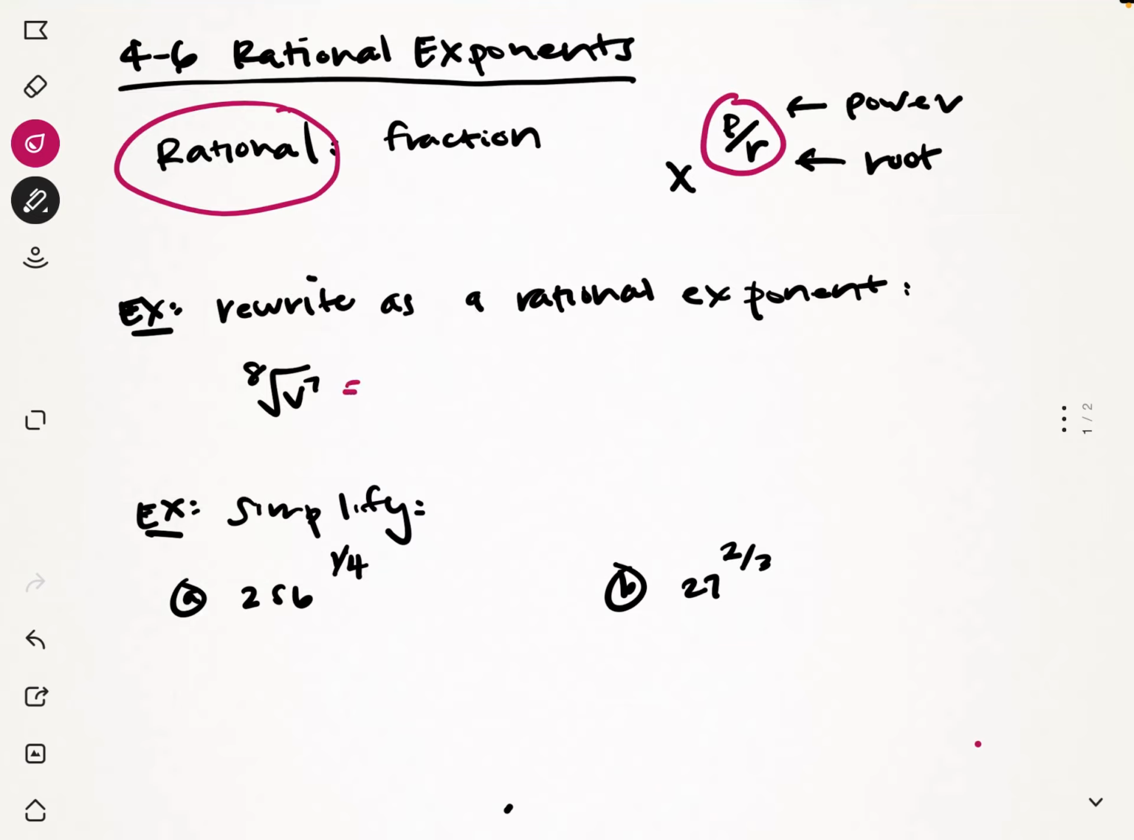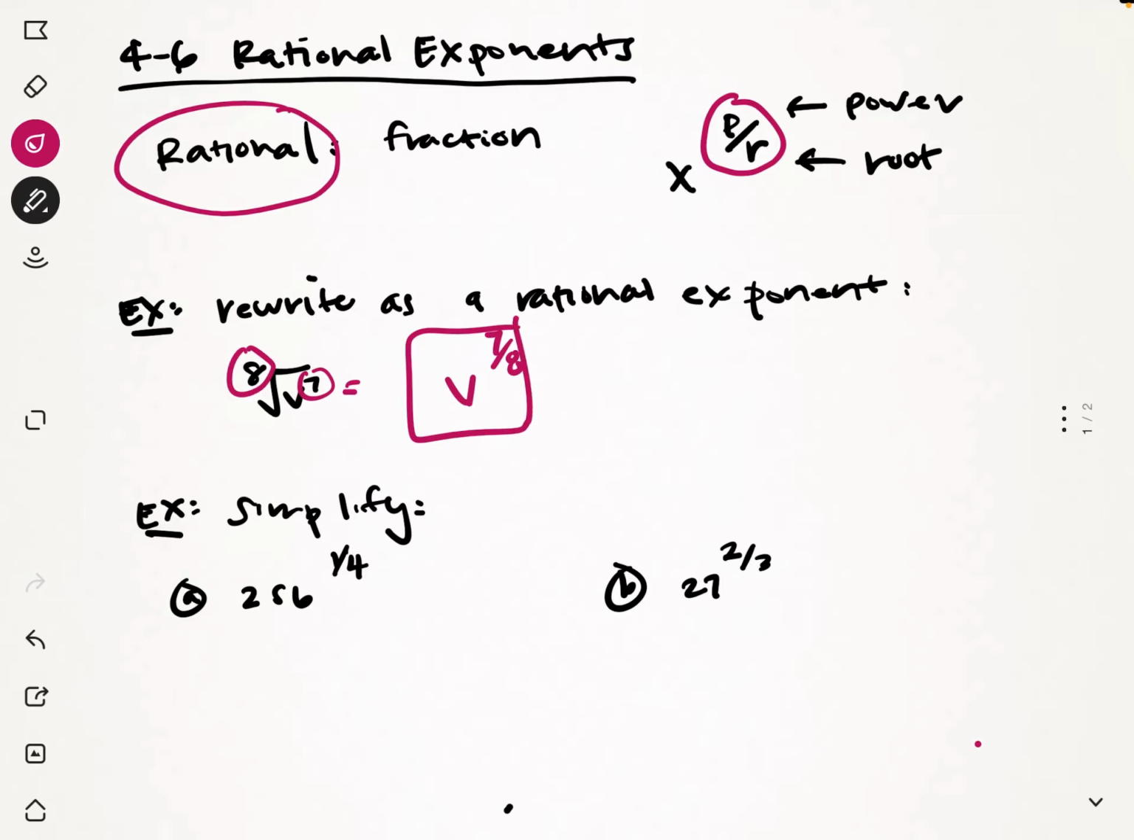So it's asking us to rewrite as a rational exponent. Notice we have a root here, that's the 8th root, and we have a power here, that's the 7th power. So this one as a rational exponent would be the same variable b. Our power would be 7 and our root would be 8. So those both go in the exponent. Alright, so the next part is asking us to simplify.